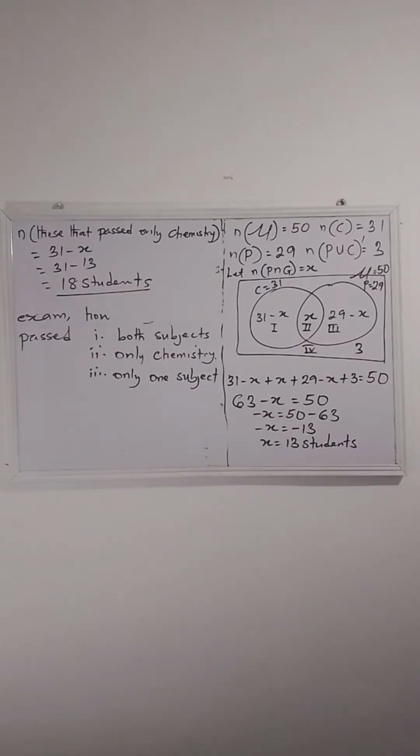Okay, Balogun, 34 students. Okay, somebody dropped 34 without units. Always remember to put units. Who is that? Omolola. Always remember to put units.